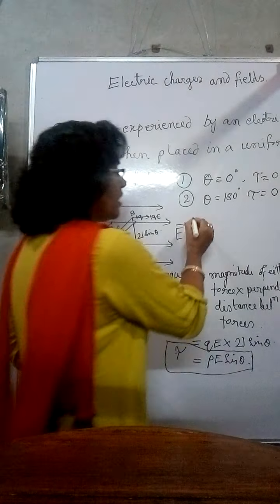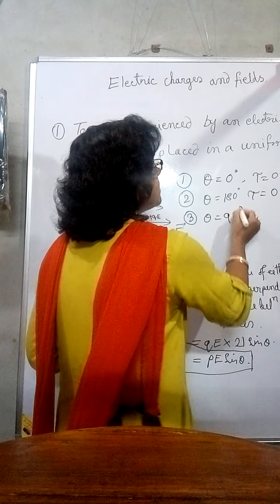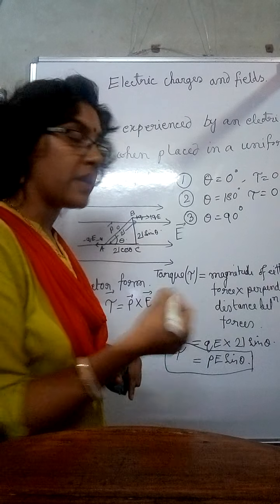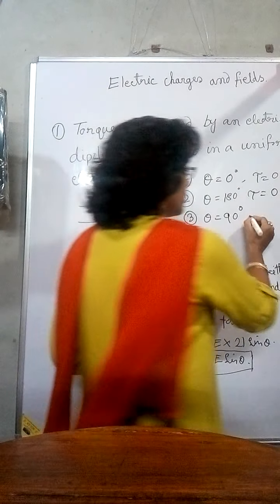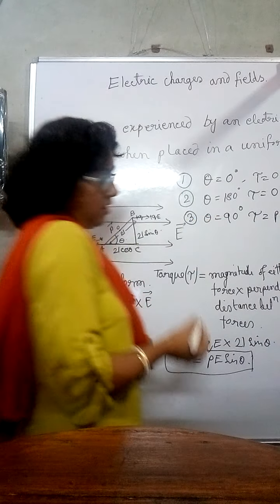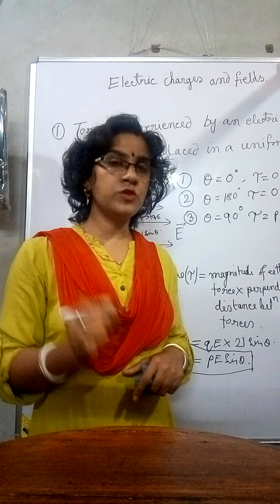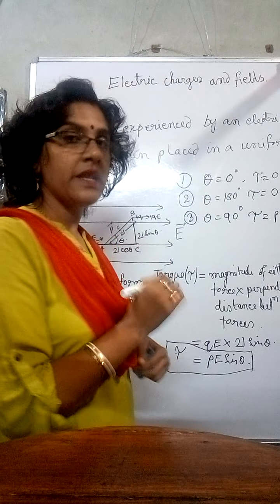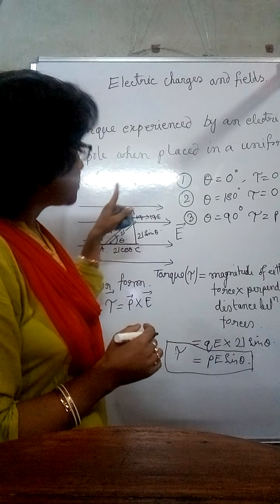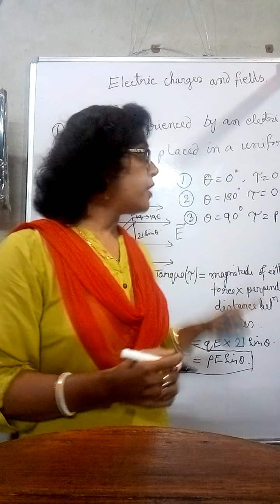Third, when theta is equal to 90 degree, that is, when the dipole moment is perpendicular to the electric field, then tau is equal to PE. That is, maximum torque acts on the electric dipole. Okay, so that's all about the torque experienced by an electric dipole when placed in a uniform electric field.